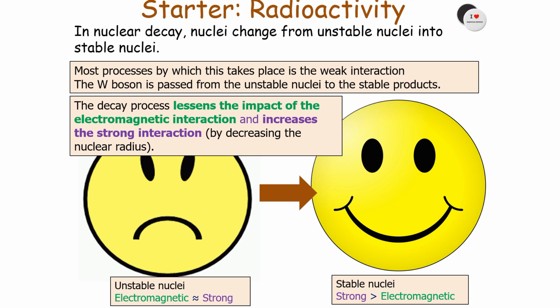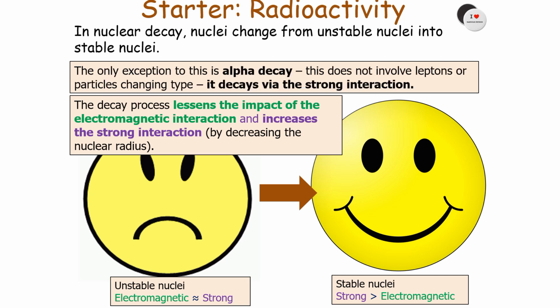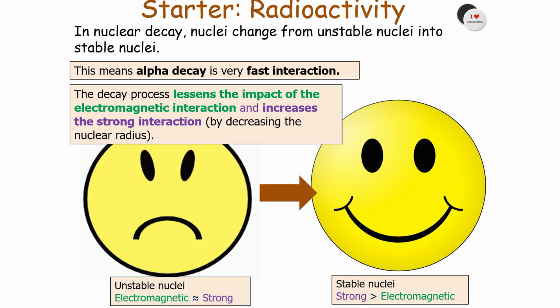Now the decay process lessens the impact of the electromagnetic interaction and increases the strong interaction. The only exception to this is alpha decay, which doesn't involve leptons or particles changing type, so therefore it decays via the strong interaction. But once again, this decay process lessens the impact of the electromagnetic interaction and increases the strong interaction. So we've got this alpha decay occurring with a very fast interaction.